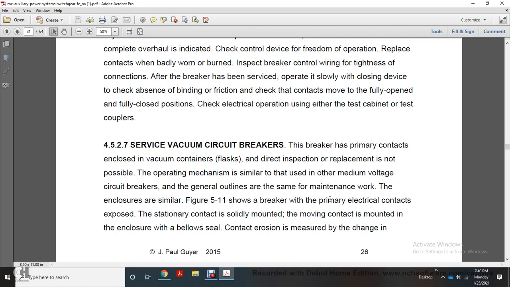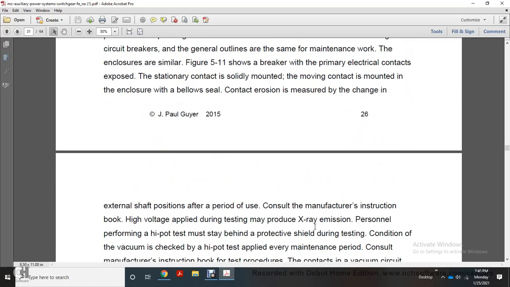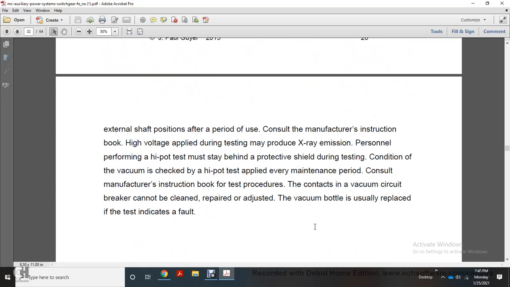Figure 5-11 shows a breaker with the primary electrical contacts enclosed in a vacuum. The stationary contact is solidly mounted. The movable contact is mounted in the enclosure with a bellows seal. Contact erosion is measured by a change in external shaft position after a period of use. Refer to the manufacturer's instruction book.